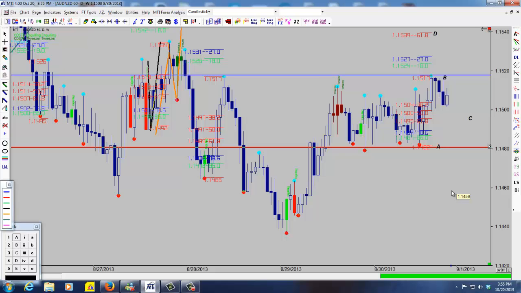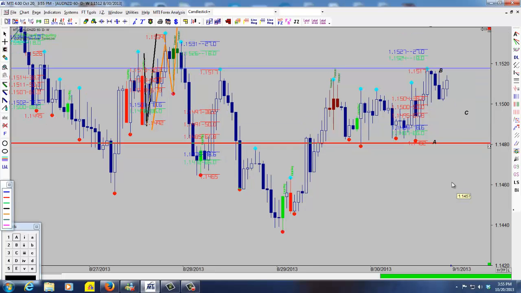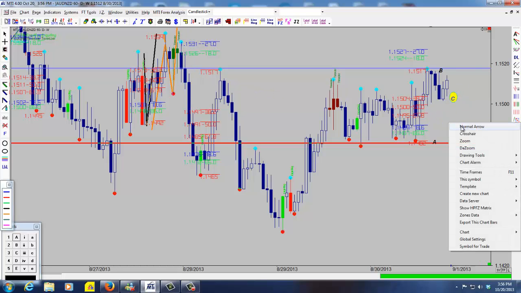Retrace down to the 382. Bingo. There's our entry. This is our entry. This is C. Alright. So this would be your entry. Let me highlight that for you. Okay. This is our entry. So we're in the trade.